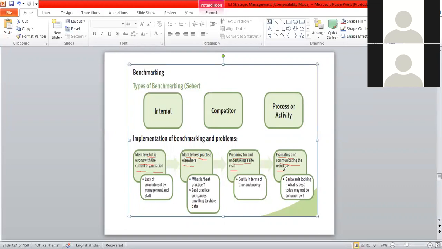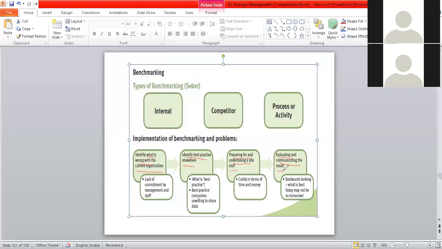After that, performance comparison. Do the calculation, take up the necessary measures in which you measure the performance of the entity for which you are considering this, and also the one which is considered as best. Measure the performance, compare that, and identify the reasons why the performance is not better. That is the way in which the benchmarking process is implemented.